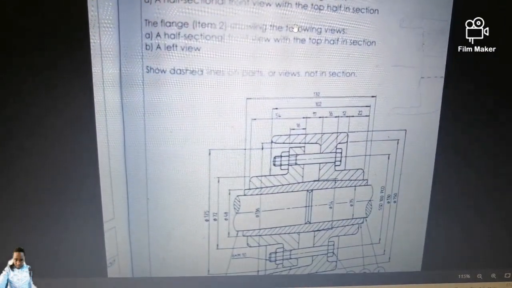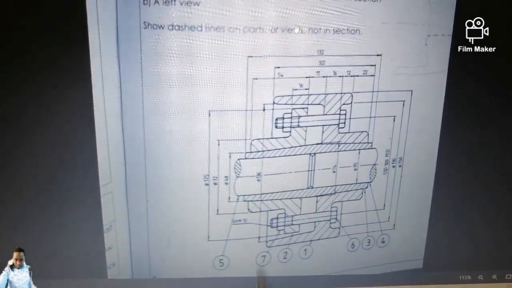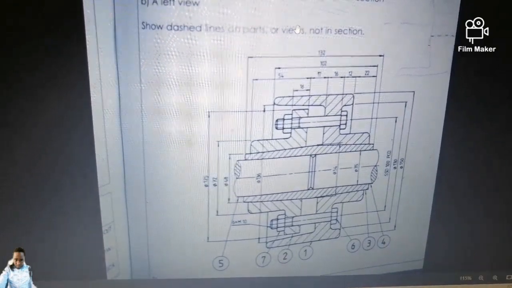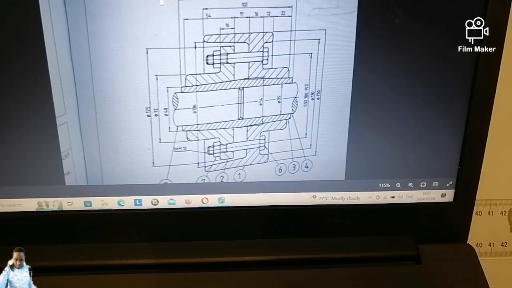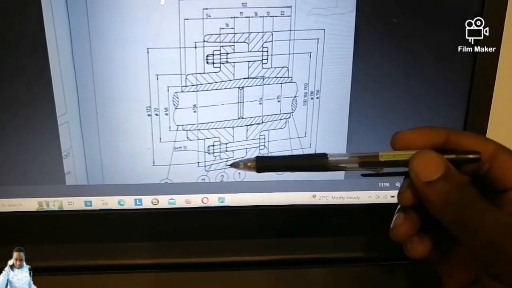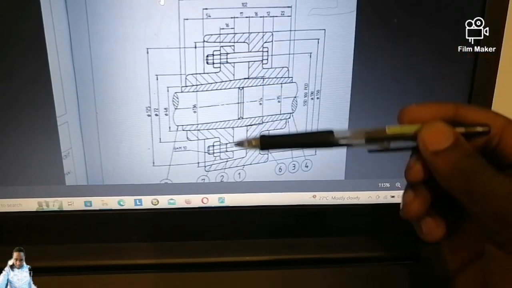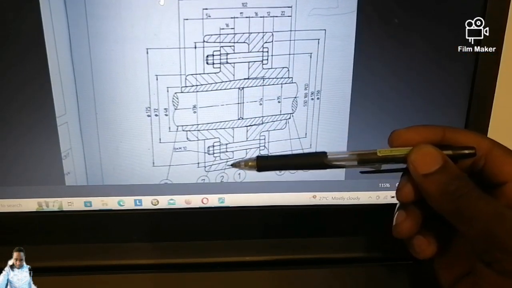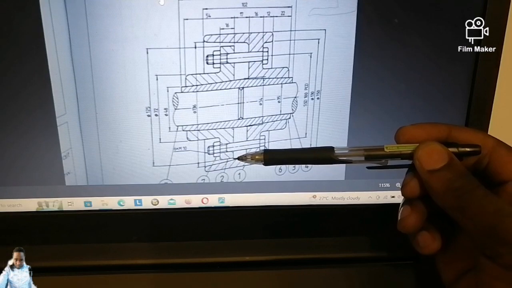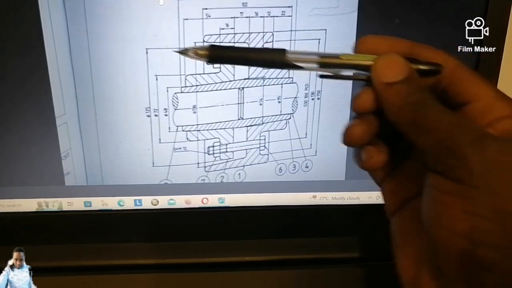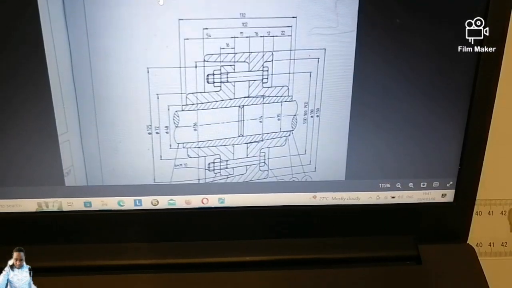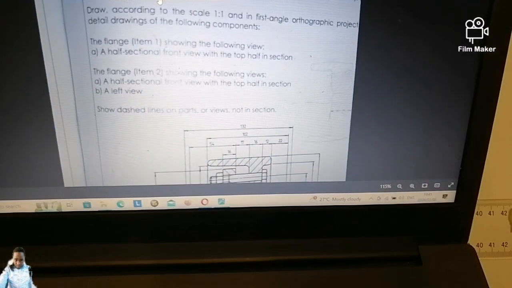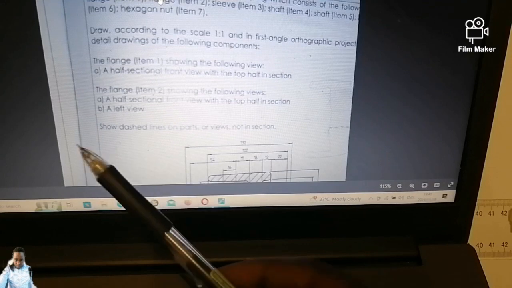So you'd be advised to start with the left view, since it has diameters. From there you just construct a line. Since we want to start with the left view, let's look at the diameter; remember we are busy with item 2. The distance from here till here is diameter 125. Remember they said using a scale of 1:1.